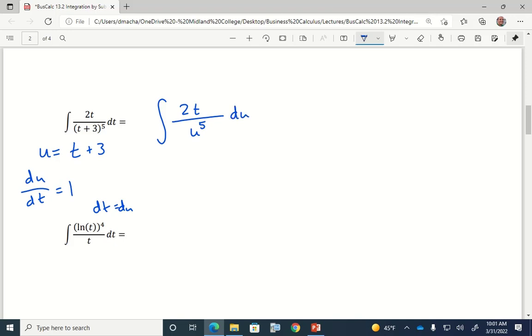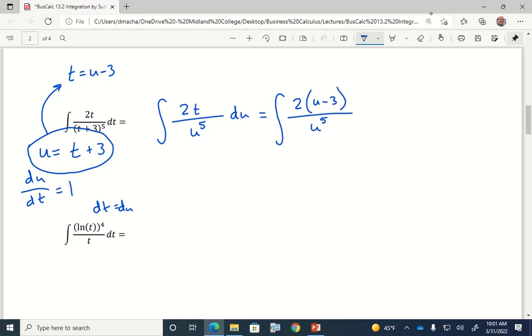And I know what you're thinking. You're probably like, ah, crap, we still have a t there. But don't give up yet, because if I rearrange this to solve for t, I would get t is equal to u minus 3. So here where I see that t, I can replace it with u minus 3. I can make this the antiderivative of 2 times u minus 3, now divided by u to the fifth, du. And so at least I have an antiderivative now that's only in terms of u.